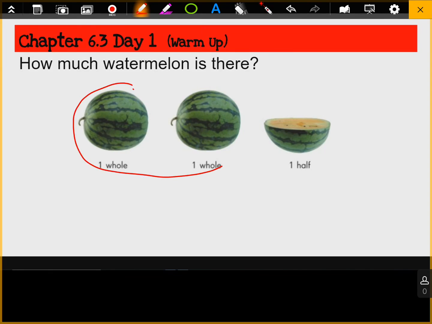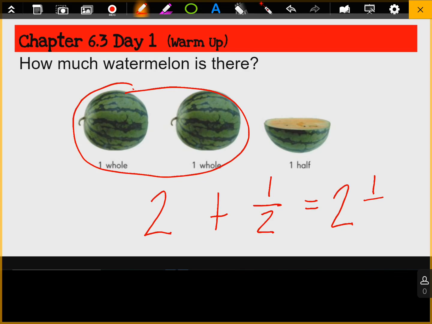Here are two watermelons. They are two whole watermelons. This is 1/2 of a watermelon. That creates the mixed number 2 and 1/2. 2 is my whole number. 1/2 is my fraction.